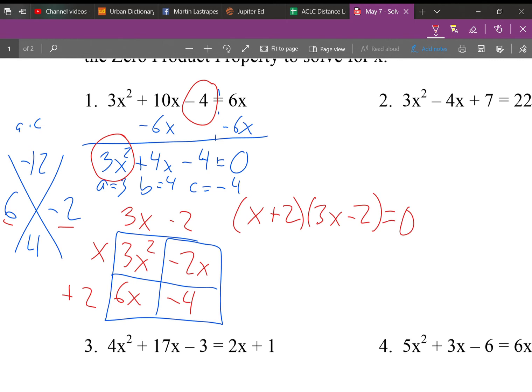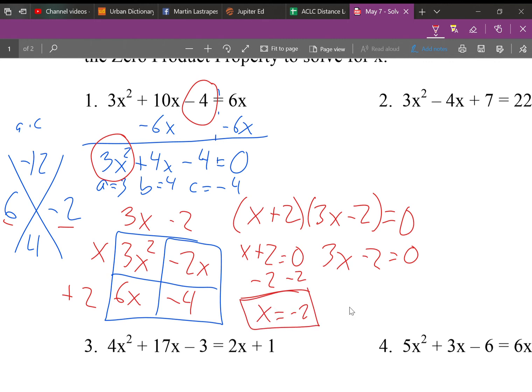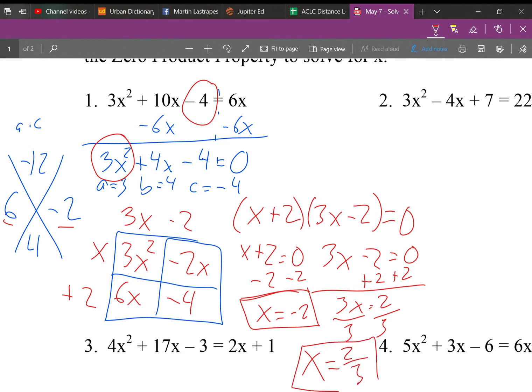So now that it is equal to 0, we're just going to use the zero product property. X plus 2 equals 0, and 3x minus 2 equals 0. If I subtract 2 on this side, I get my first answer right away. X equals negative 2. Over here, I need 2 steps. I'm going to start by adding 2 to both sides. 3x equals positive 2. And then when I divide by 3 here, I get x equals a fraction, 2 over 3. And that is solved.